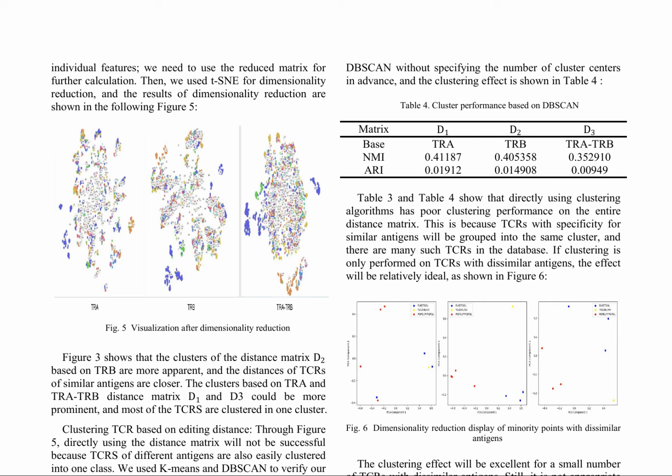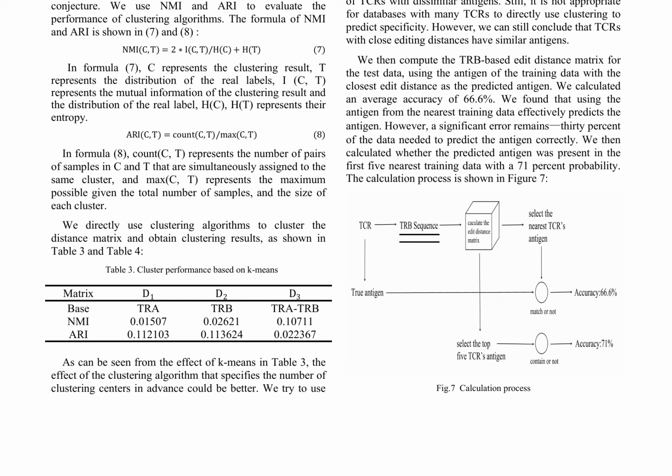The research explores the use of dimensionality reduction and clustering algorithms to predict the specificity of T-cell receptors, TCRs, based on their editing distances. The authors calculate editing distance matrices for TCR alpha, TRA, and beta, TRB, chains, applying t-SNE for dimensionality reduction. Results in Figure 5 show clusters of TCRs with similar antigens having closer distances. Clustering algorithms like k-means and DBSCAN were evaluated, but direct application yielded poor performance.